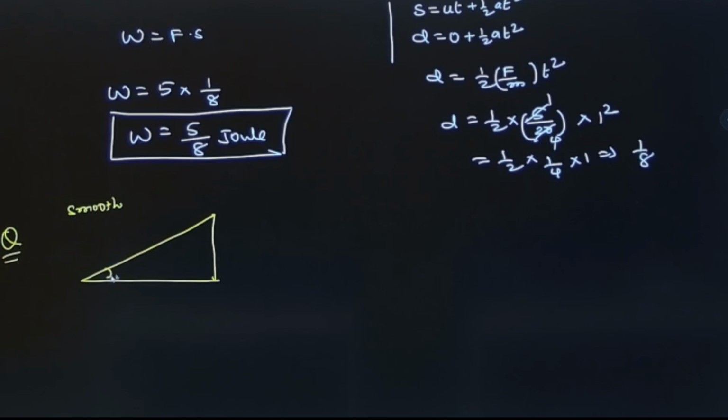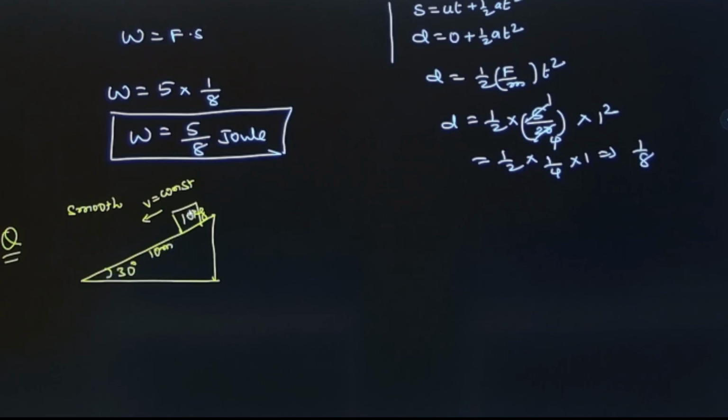And angle of inclination, just take it as 30 degrees. A block of mass 10 kg is moving with a constant velocity, v equals constant. Now the question is, what is the work done while it's traveling 10 meters on the inclined plane?